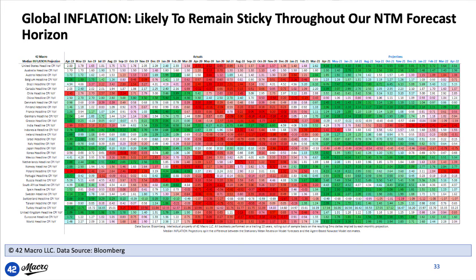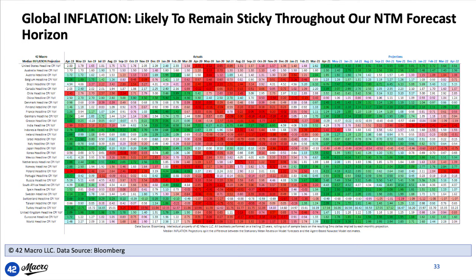On slide 33, global inflation just looks a lot different than the prior table. Inflation is likely to be sticky throughout our next 12-month forecast horizon. Now, again, these are the median projections. So going back to those charts that I've been highlighting, these are the purple lines.